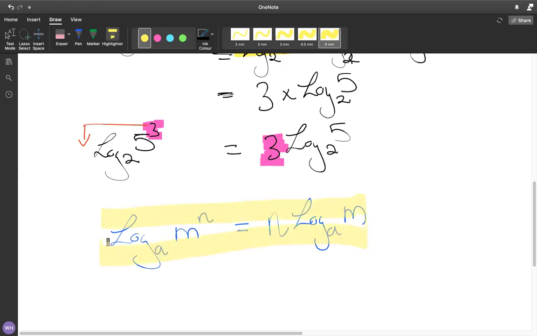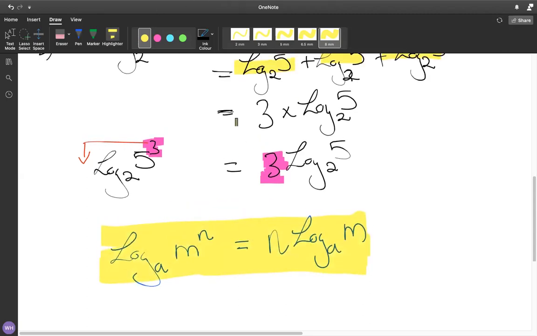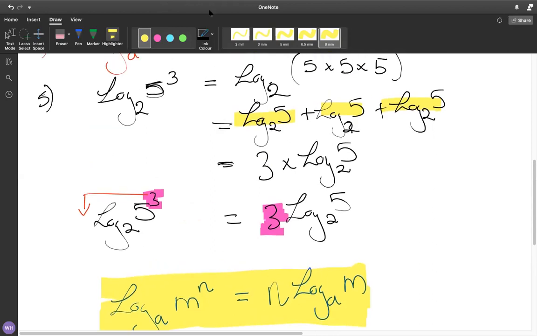So I want you guys to write this and make it as the 5th law of logarithms. Hurry up and write. Starting from the top, you may write 5th law out. Start from here.